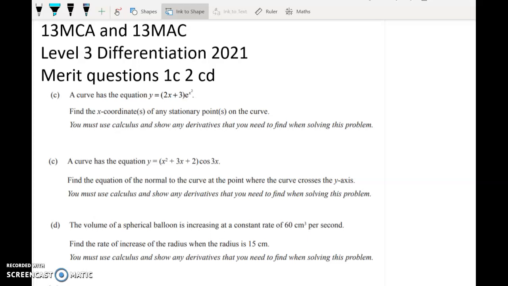Kia ora, here are the first 3 merit questions in last year's differentiation paper. So I'd like it if you can pause the video and have a go at all 3 of these and just see how far you get through with them, and then of course just skip ahead to what you need.